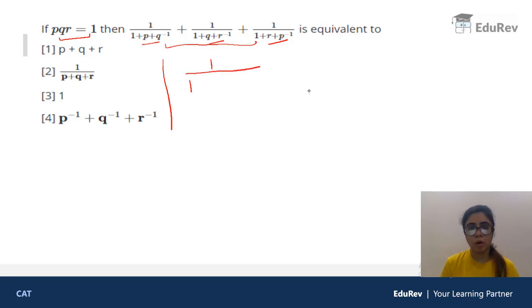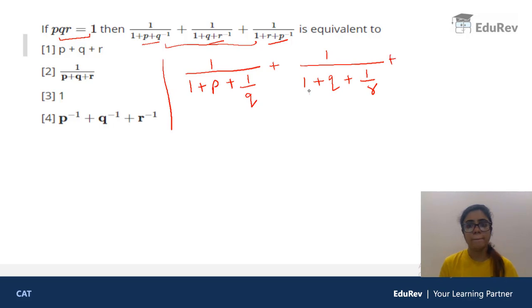So this is 1 upon 1 plus P plus Q raised to minus 1. Q raised to minus 1 can be written as 1 upon Q, plus this will be 1 upon 1 plus Q plus R raised to minus 1 is 1 upon R, plus 1 upon 1 plus R plus P raised to minus 1 is 1 upon P. Correct? See, understand, we know PQR ka value is 1. So, I'll try to use this data.